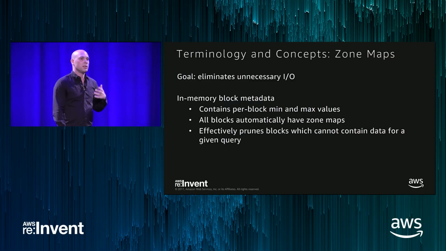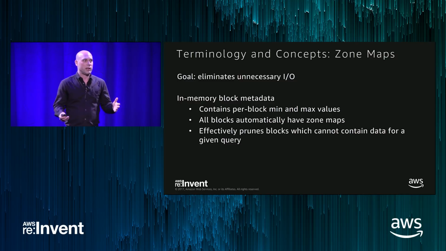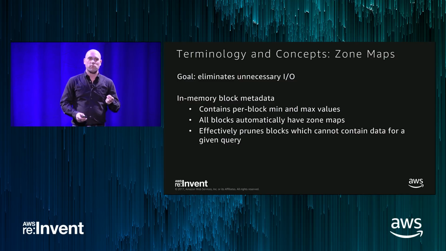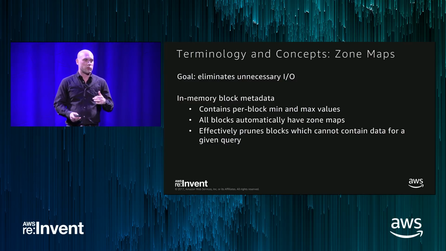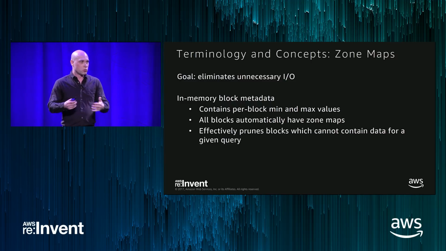The next concept is zone maps. And this really does relate to blocks, because what they are is metadata about the blocks. So the main piece of metadata that we have here is we store the minimum and the maximum values within each of those 1 meg blocks. And the reason we do this is when a SQL query comes in, we can check this in-memory data structure and we can prune data out.